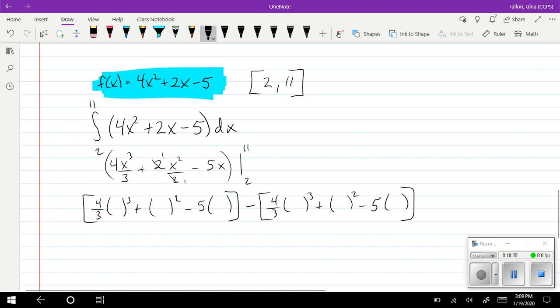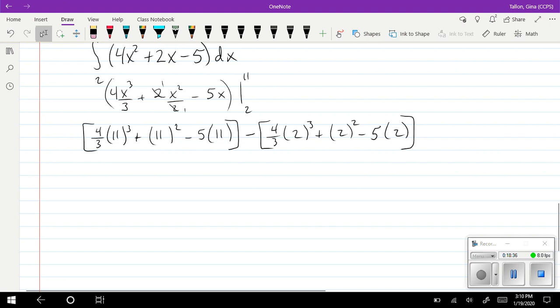What goes into my parentheses in the first set of brackets? You should be saying your upper limit, which is 11. So you write 11 all the way through those parentheses. And your lower limit goes into the second set of brackets everywhere you see a set of parentheses. And now we evaluate this.